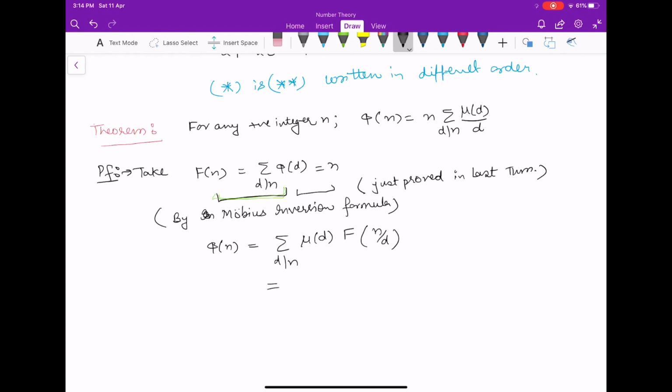Now obviously f n is equal to n, so this is the same as the summation over d divides n of mu d, and I can replace this quantity as n by d, because f n is equal to n. This we already have, and this proves the result.